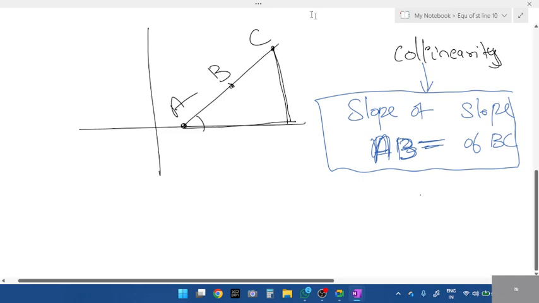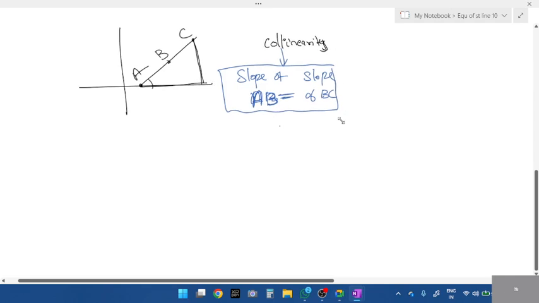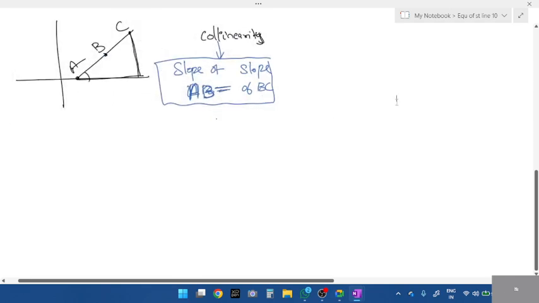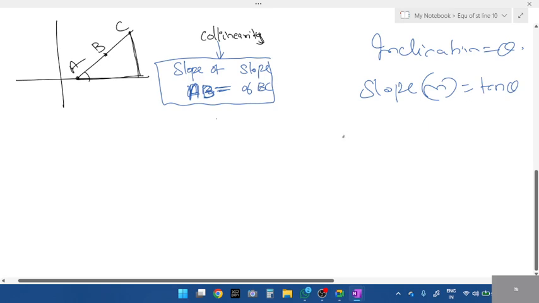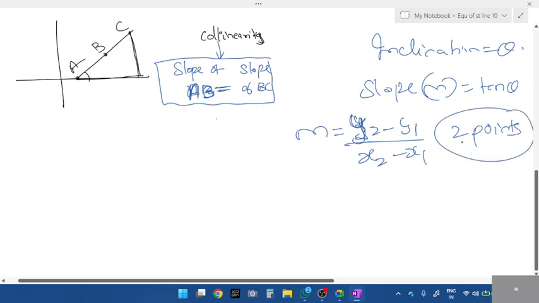So whatever I have taught you now is just the slope formula, students. Slope, gradient, inclination. Once again, inclination is the theta value. When theta value is given, the slope or gradient m is equal to tan theta. If theta is not given, only sides are given, then slope m is equal to y2 minus y1 divided by x2 minus x1. Only for 2 points, when two values are given, we use the 2-point system.